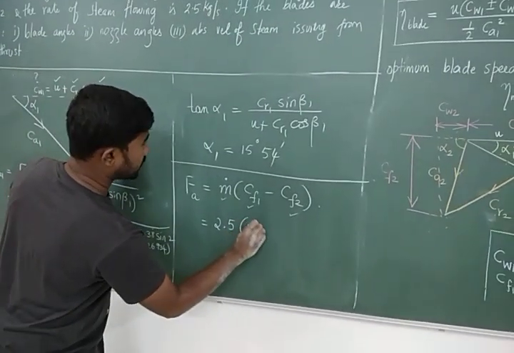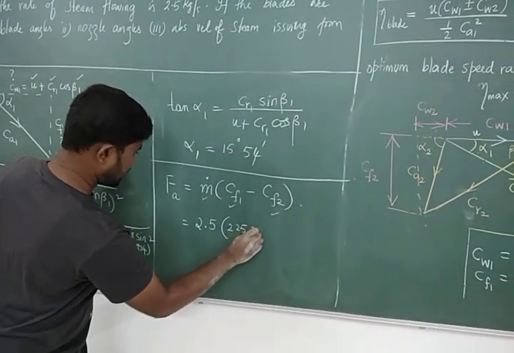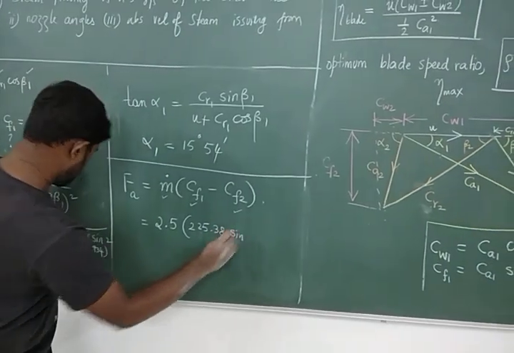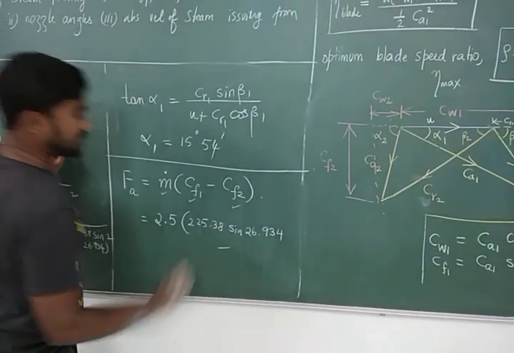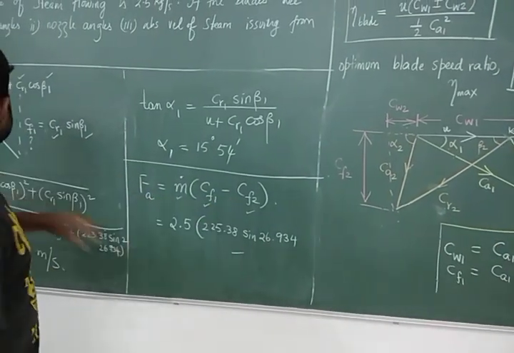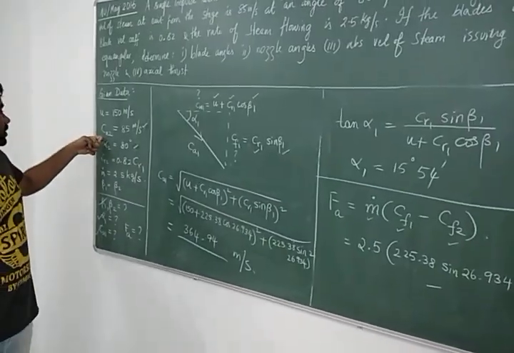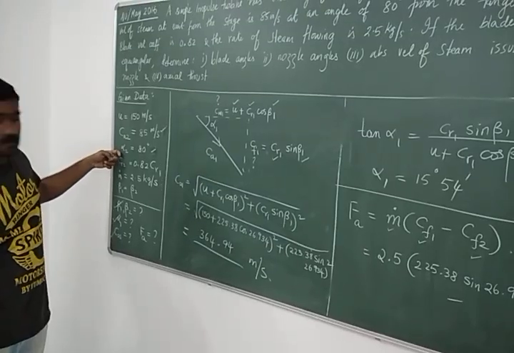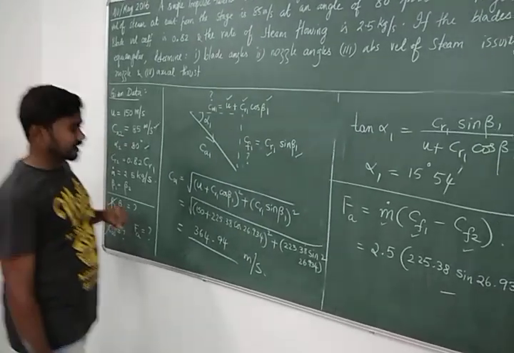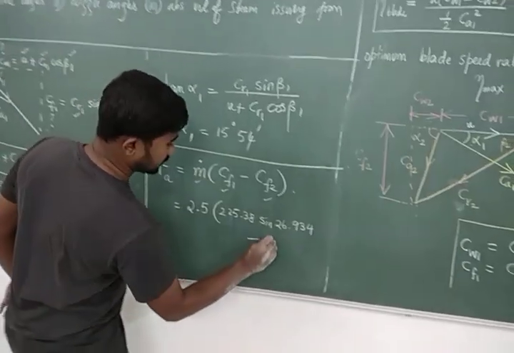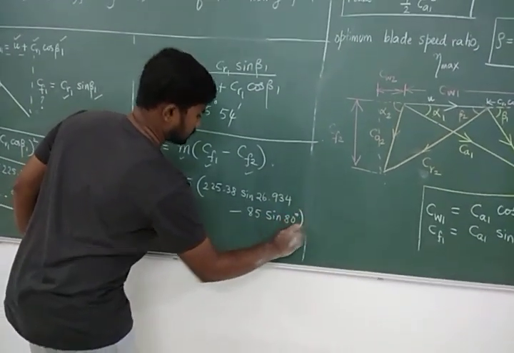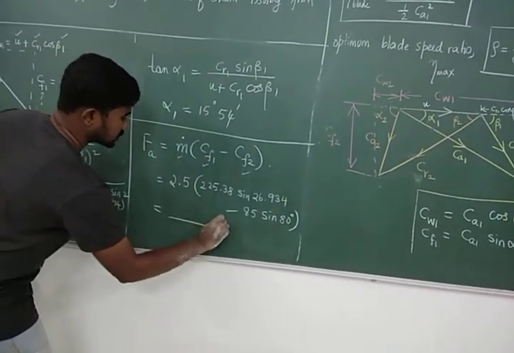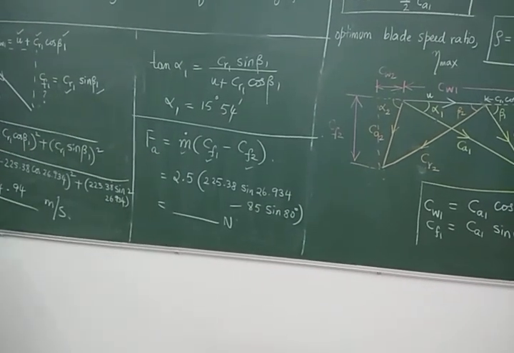Cf1 is Cr1 sin beta 1, so 225.38 sin 26.934, minus CF2. CF2 we had already found in the problem. It is nothing but Ca2 sin alpha 2. So 85 sin 80. If you do this, you will get the answer in newtons. 41.9.